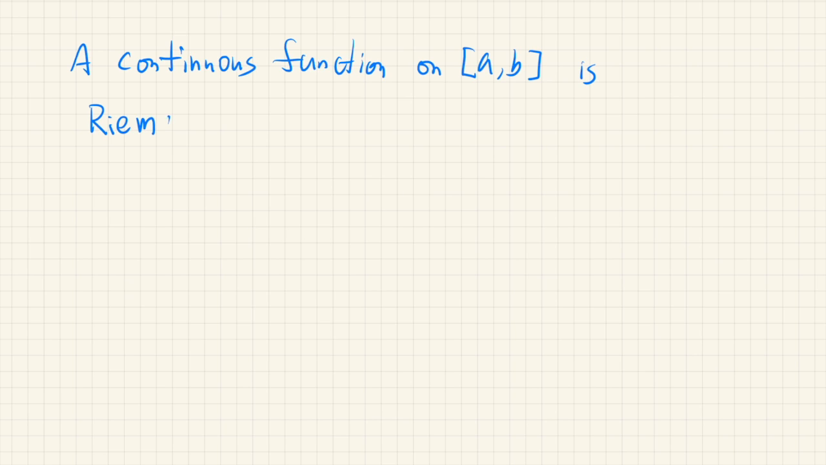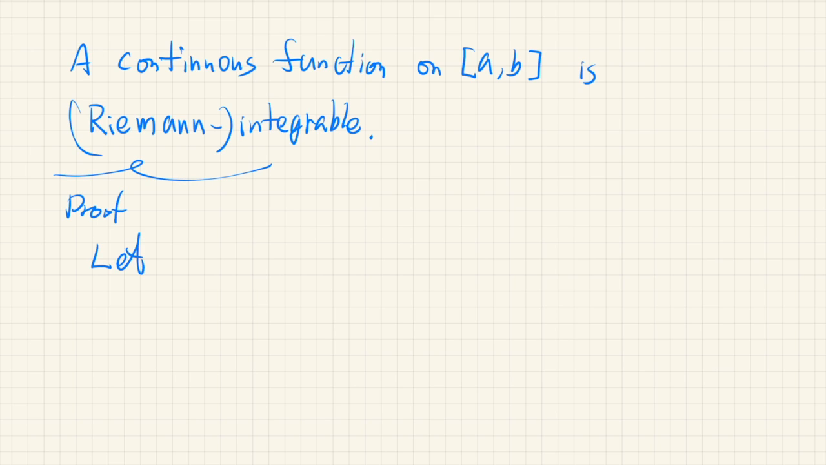That is, a continuous function on a closed interval, let's say between a and b, is Riemann integrable. So we just say integrable to mean Riemann integrable. So the goal of this video is to prove this theorem. So here's the proof.